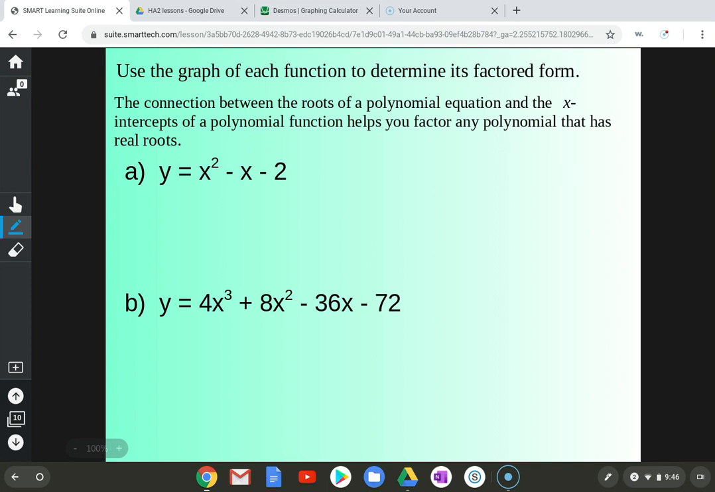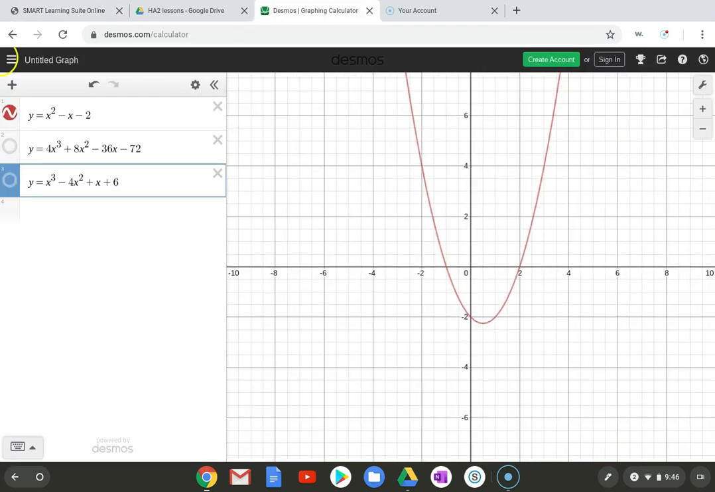So some of you might be able to factor it, some of you might not. But what we're going to do today, instead of factoring algebraically, is look at the graph and let the graph determine the factors. So I'm going to switch to Desmos, and we're going to take a look at x squared minus x minus 2. So I have x squared minus x minus 2 graphed right here.